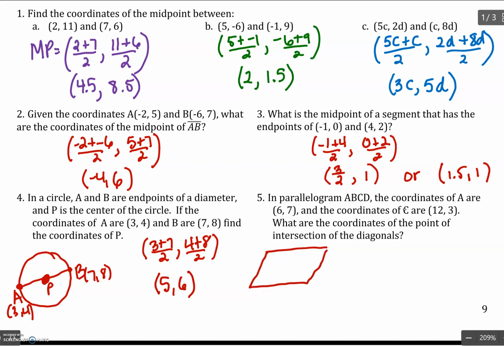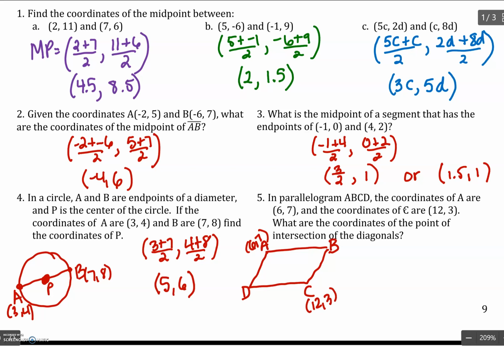Okay, number 5 is another one in disguise because we're talking about a parallelogram, ABCD. Remember that when you are labeling a parallelogram, it doesn't matter what corner you start at, but you must circle around connecting the corners. It says the coordinates of A are 6, 7, and the coordinates of C are 12, 3.